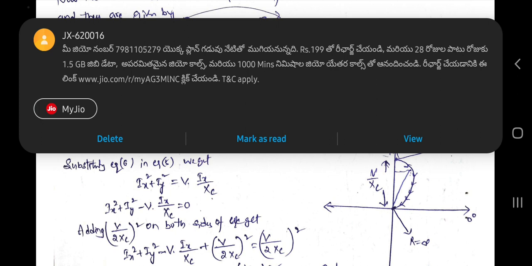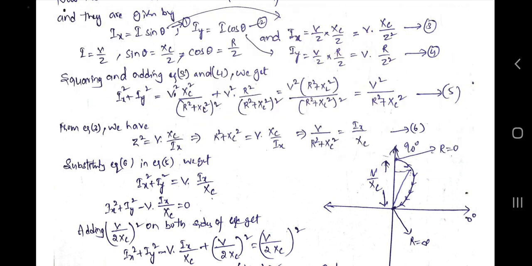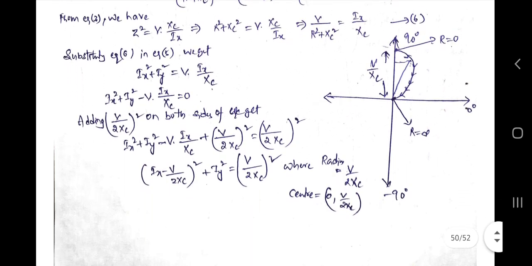So the root locus generally comes in the first quadrant, with the current leading by 90 degrees. Taking the resistance values, R equal to infinity is at the center, and R equal to 0 is at the maximum point on the y-axis, which has the radius of V by Xc. By using the circle equation, as we already know, the same thing will be replicated here in the RC networks. So Ix minus V by 2Xc whole square plus Iy square equals V by 2Xc whole square, like this.